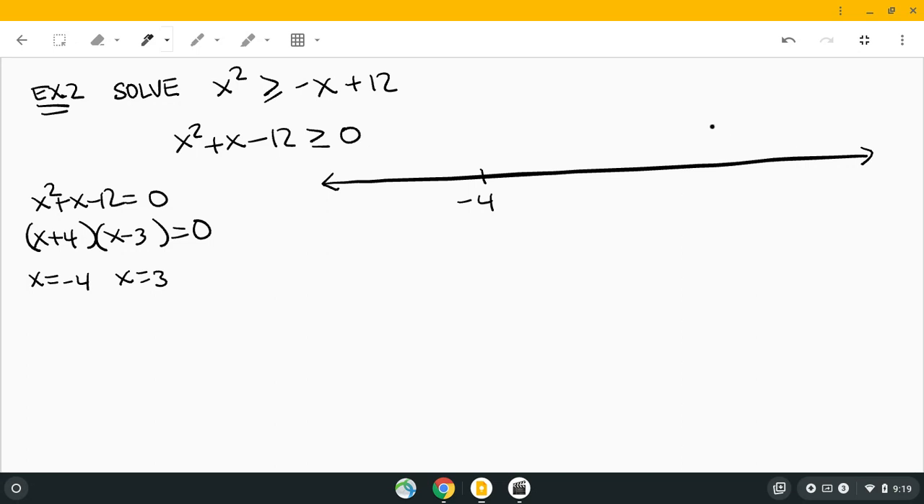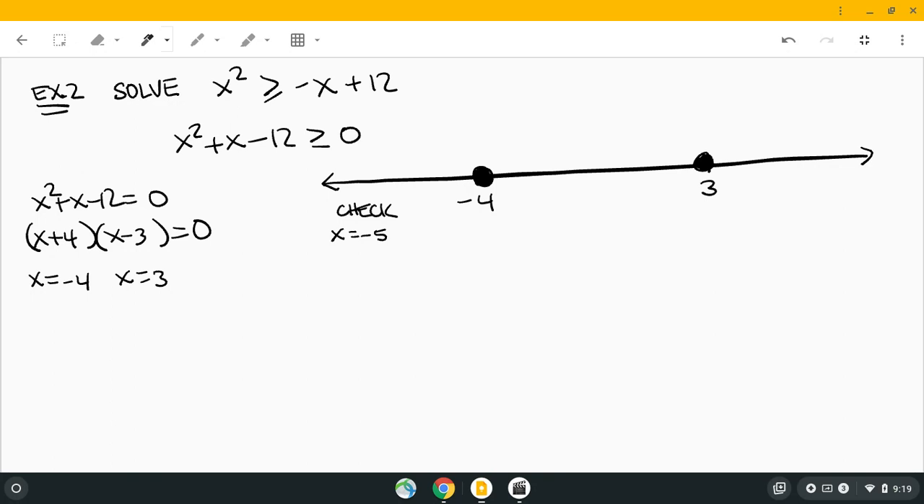And this is greater than or equal. So I'm going to go ahead and use the closed circle at -4. And over here, we have +3, also closed circle. Okay, so I have my 3 different regions. So I'm going to go ahead and check. And here I'm going to use -5. Again, you can choose whatever number in this region to check.